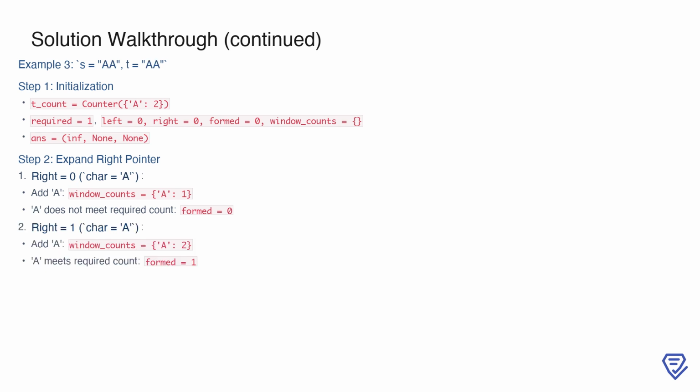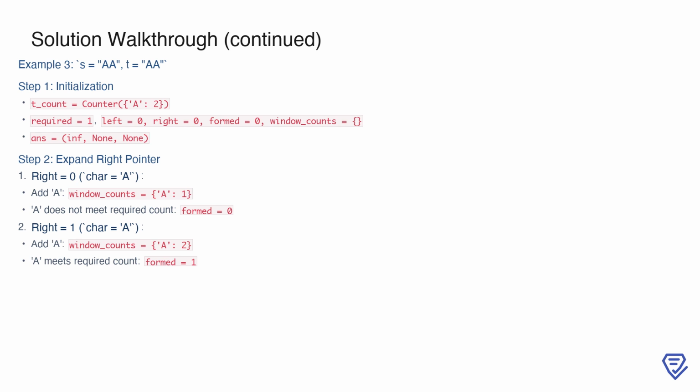In the third example, S is AA and T is AA. For initialization, T_count becomes 2 since A appears twice in T. The required variable is set to 1 because there is only one unique character in T. As before, we initialize left and right to 0, formed to 0, window_counts as an empty dictionary, and ANS as infinity, none, none. When we start expanding the right pointer, at right equals 0, the character A is added to window_counts, making it 1. However, the count of A in the window is less than the required count in T_count, so formed remains 0.